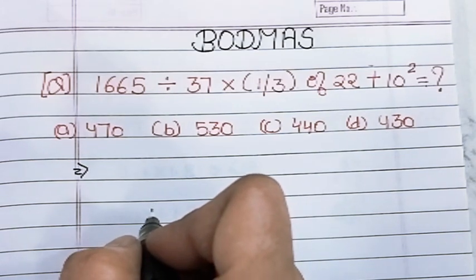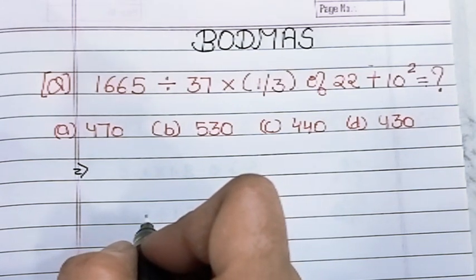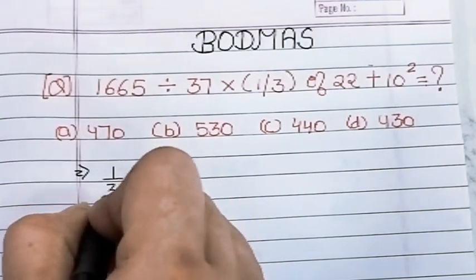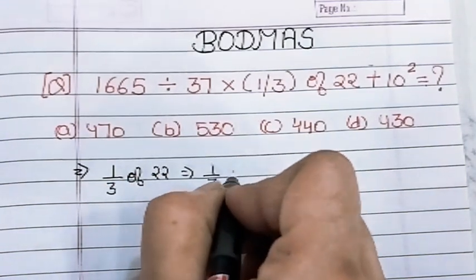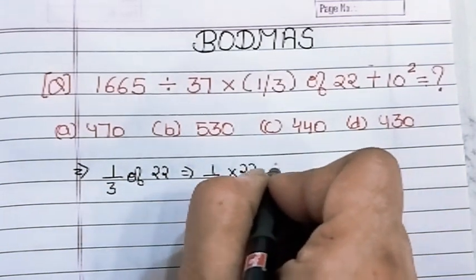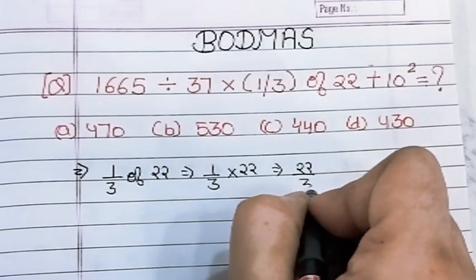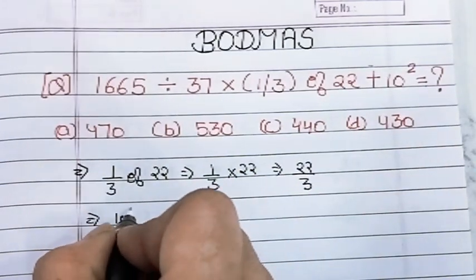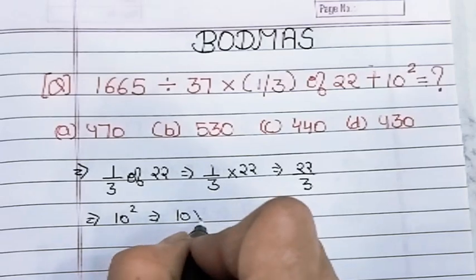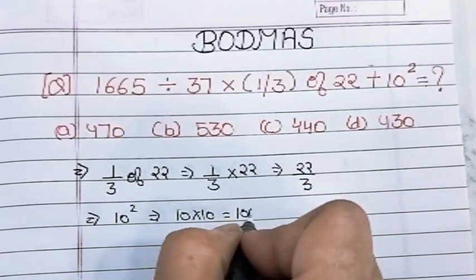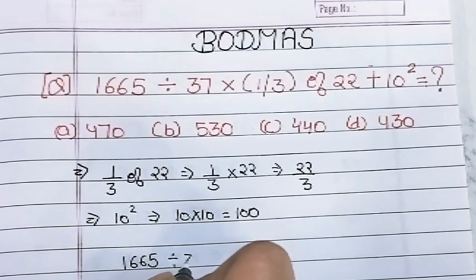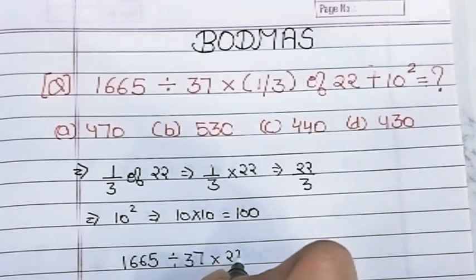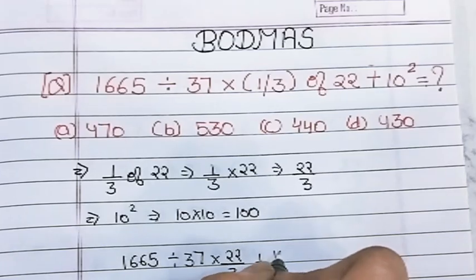The term "of" indicates a higher priority multiplication, and 10 square is an exponent order. So 1/3 of 22 means 1/3 multiplied by 22, and you will get 22 by 3. Now 10 square means 10 into 10, and it will become 100. So the expression now looks like 1665 divided by 37 multiplied by 22 by 3 plus 100.